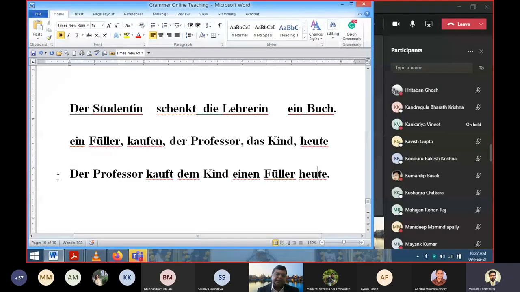Sir, Füller is the main object, right? Sir, Füller, the pen. It's not a question of main object. As I have explained, there are two objects, direct object and indirect object. Yes, here Füller is the direct object, and Kind is the indirect object. Now again, you have to keep this in mind that when we are using two objects in a sentence, and if they are coming one after another, then this order should be maintained. That means dative first, then accusative. Means first indirect object, then direct object.